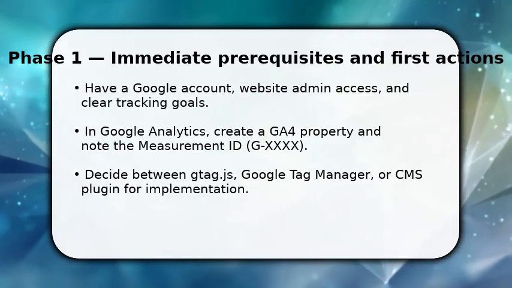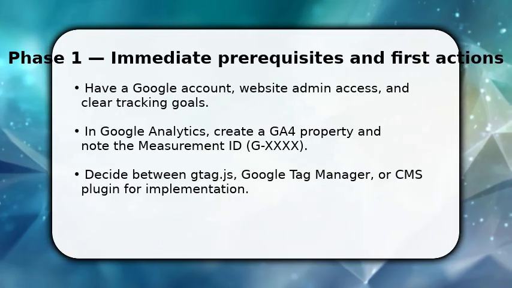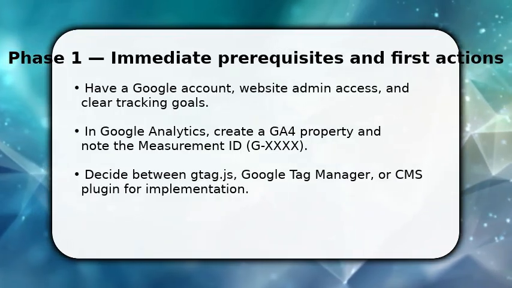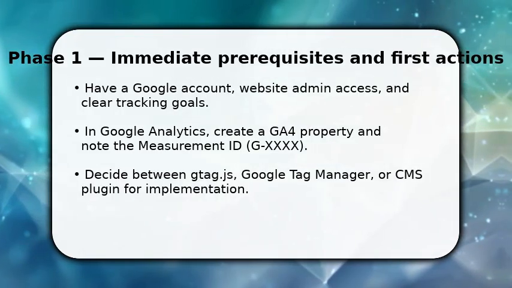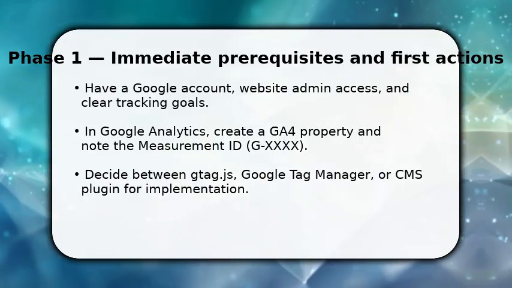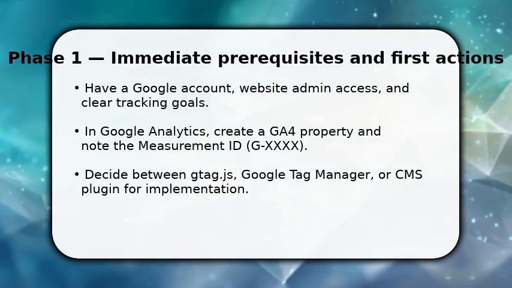You begin by confirming prerequisites: a Google account, admin access to your site, and define tracking goals. Then create a GA4 property in Analytics and copy the measurement ID. You will need it immediately.